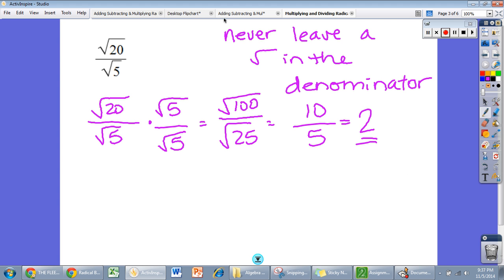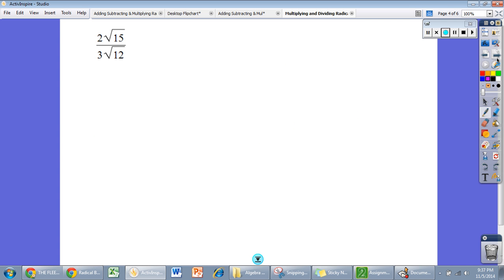You could also check this in your calculator by putting the square root of 20 divided by the square root of 5 and check your answer and make sure it matches. Not all of them are going to work out as easily. We might still have some with radicals in the numerator. Okay, let's take a look at our next problem.